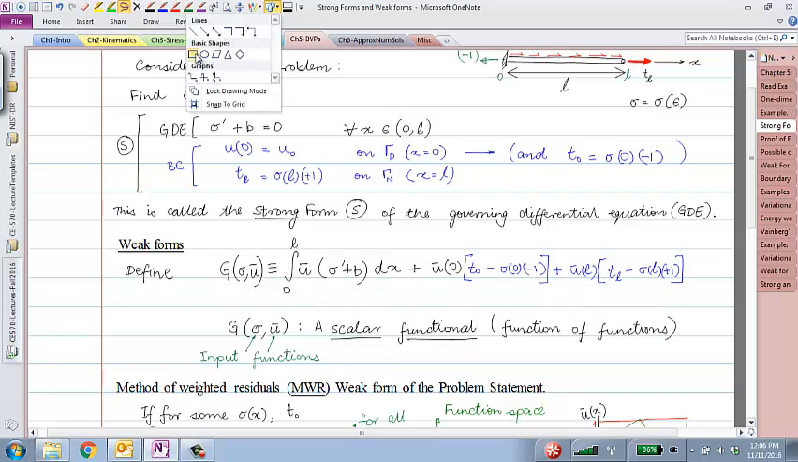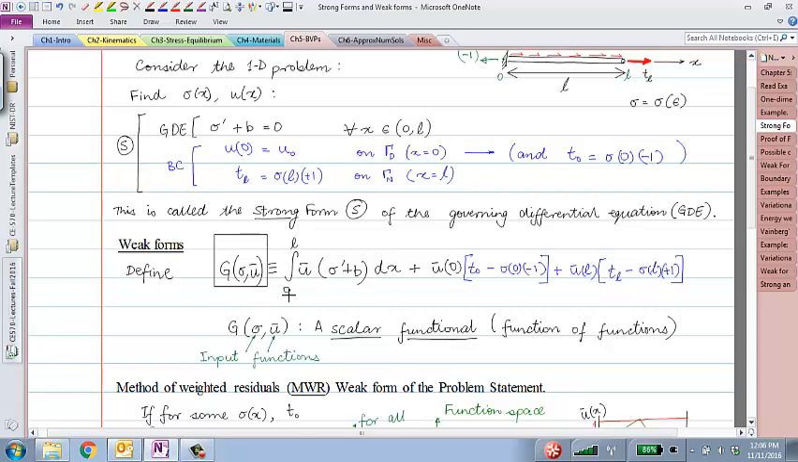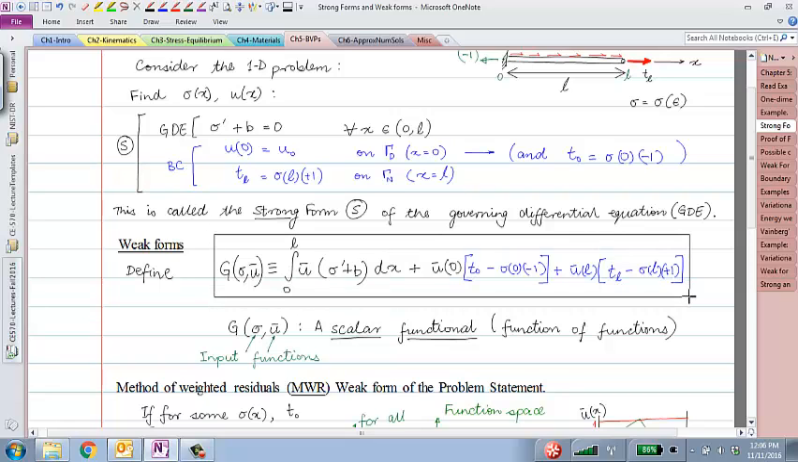I'm going to highlight this functional because it is going to be extremely important, as you'll see going forward. Keep in mind, this is a functional, which just means that it's a function of functions. Given two functions, I'll return a single scalar value, which will be represented by this G.